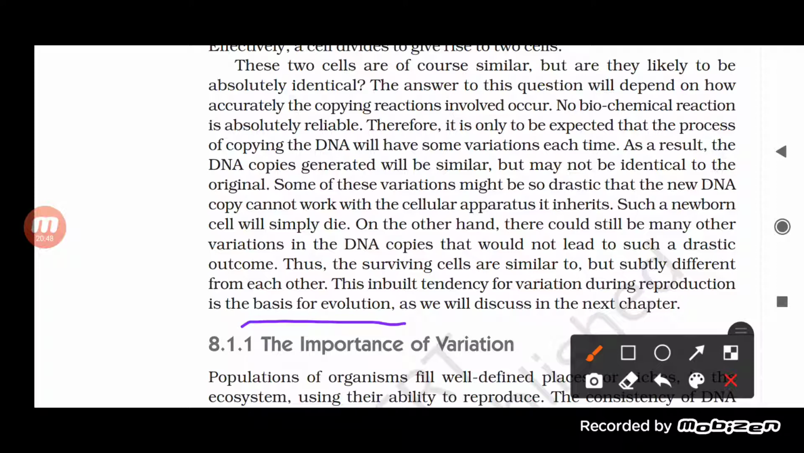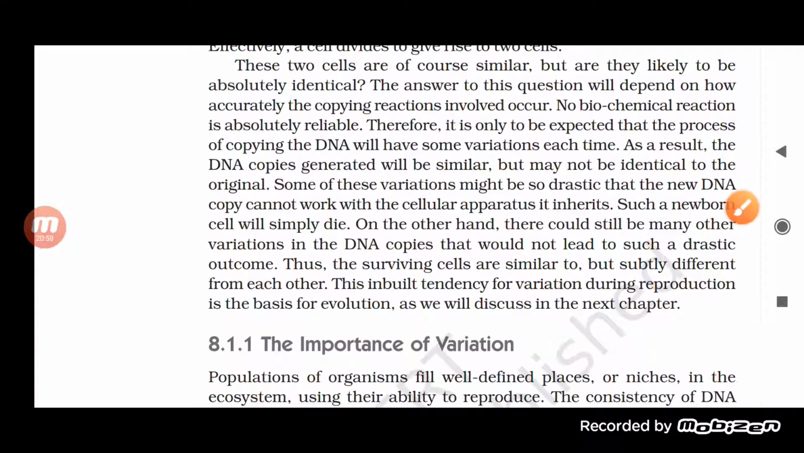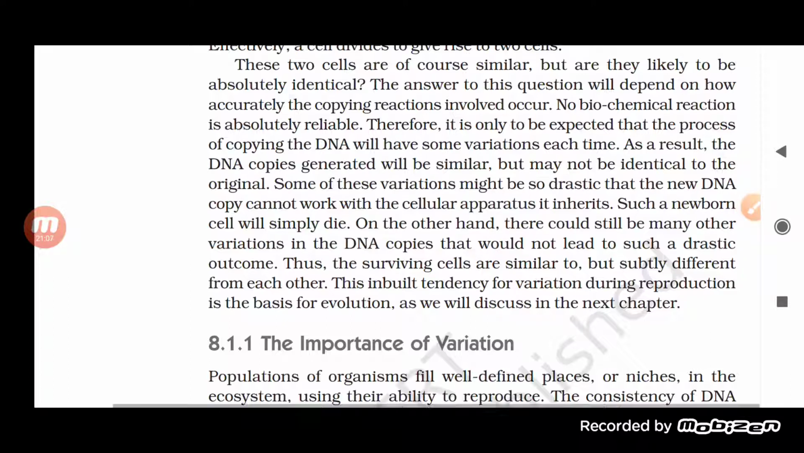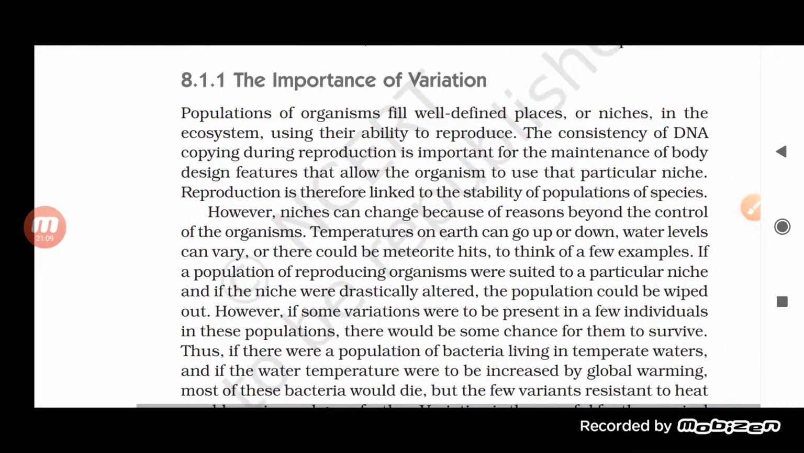What happens in evolution? How does one organism get converted to another? How does an organism grow and develop? So basically it is the human evolution, or the evolution in general. So the process of evolution occurs also by variation. Now let us try to understand the importance of variation.